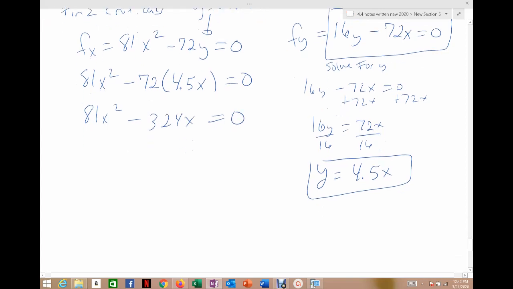Alright, and then it's a quadratic. This one's a simple case because there's no constant, so I can pull a factor out, an x, so that's what I'm going to do. I'm going to pull an x out. I get x times 81x minus 324 still equal to 0, and now I set each of my factors to 0. So one of them is at 0, right? And the other one I have to do a little more work to solve.